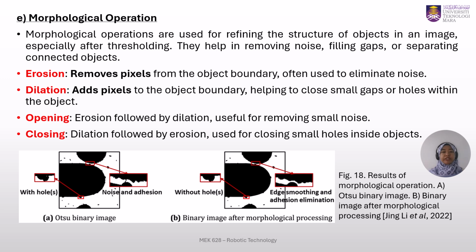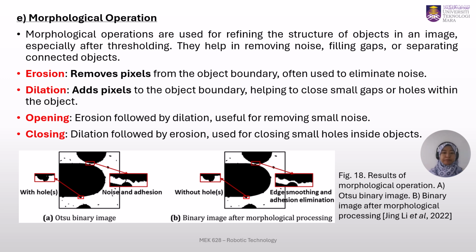A morphological operation is actually used to clean up the image. For example, when you capture an image, maybe it has some gaps, and maybe it has some outliers or black dots in the image. So you can use this process to fill the gaps or to remove the noise, just like cleaning the image. For example, erosion will remove pixels from the object boundary, often used to eliminate noise, while dilation is used to add pixels to fill up the holes or the small gaps within the object.